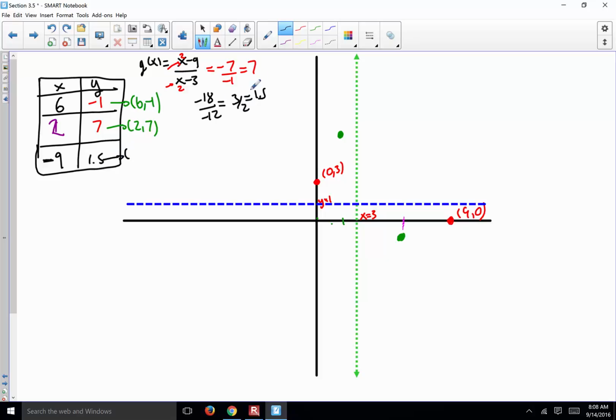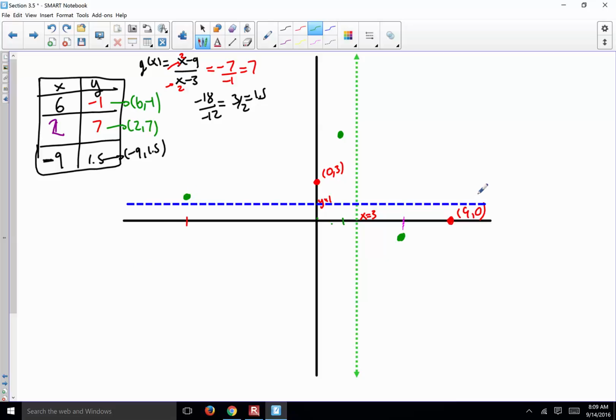I was trying to pick a whole number, but it didn't happen. That's fine. Minus 9, 1.5 is the right opposite to this here, and 1.5 will be a little higher than this. It's somewhere here.